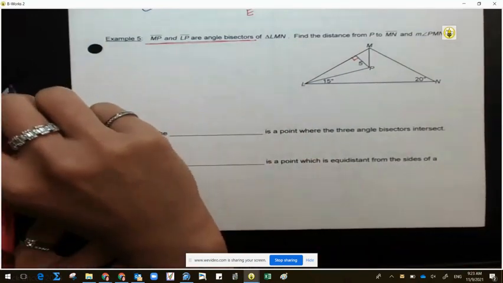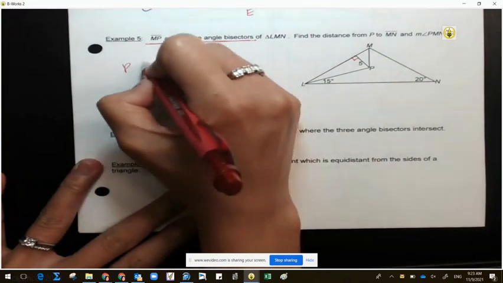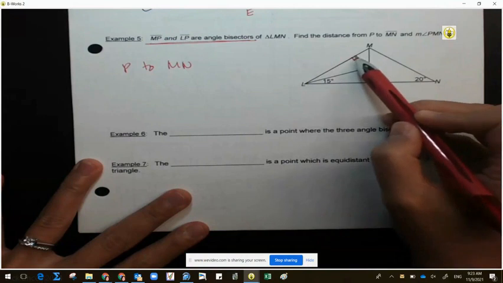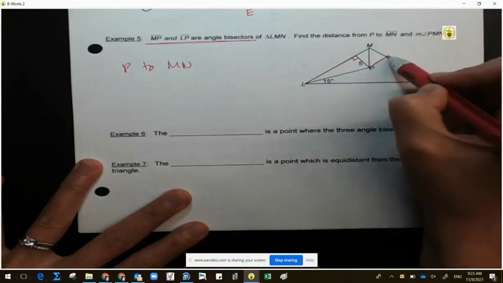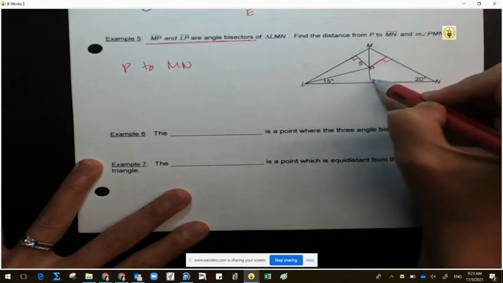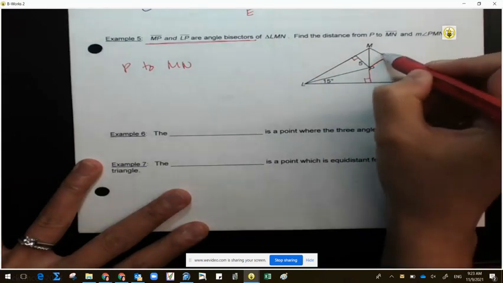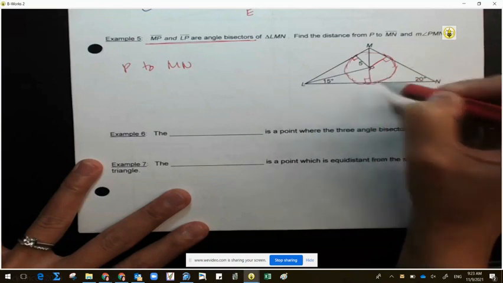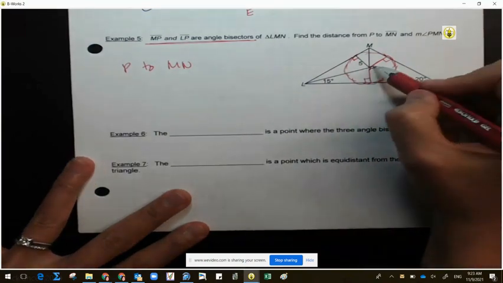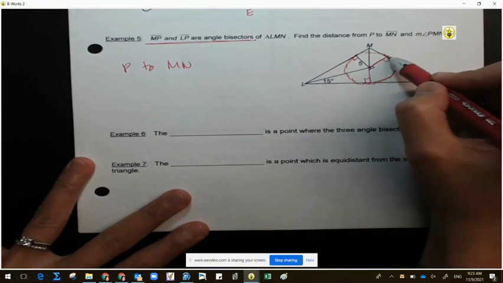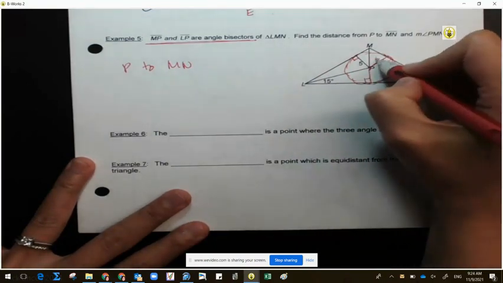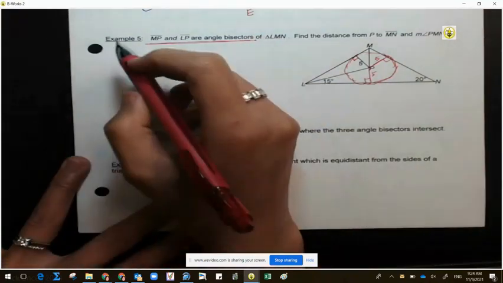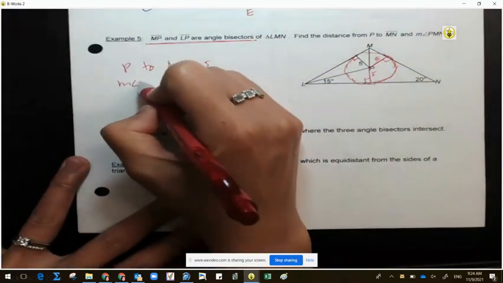And it says to find the distance from P to MN. So here's P to MN right here. Again, the distance is always perpendicular. If you want to make a circle, go for it. If you want to look at the circle above, do that as well. So what do I know about the distance from the center to the side that is perpendicular in an incenter at all times? They are all the same. Boom.